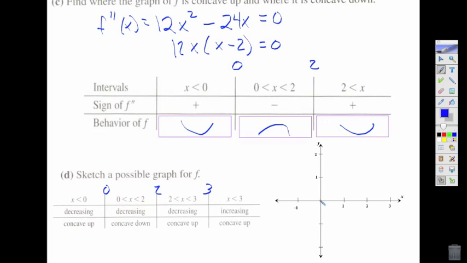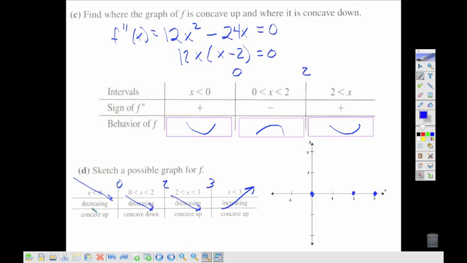So our important points are at 0 and at 2 and at 3, and we should look at what's happening in each one of those. So notice that we are decreasing, we're still decreasing, we're still decreasing, and then we're increasing. So in the first part we're going down, but we are curving up. In the second part we're going down, but we're concave down.